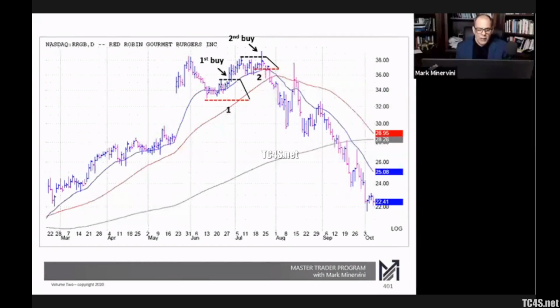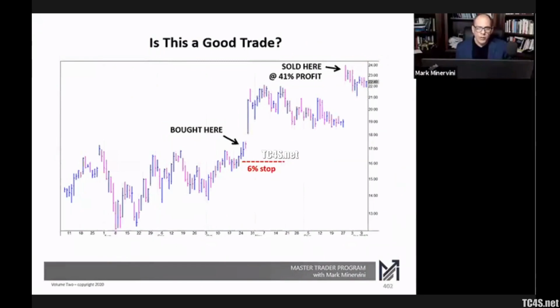So now, with what I just went over, I want to ask you a question and show you something here. And again, show you this concept. Extend on this concept, if you will. And with what you've learned and what you've heard me talk about, looking at this trade here, you bought here, coming out of this base right here, and you set yourself a 6% stop, right? And you sold it here at a 41% profit.